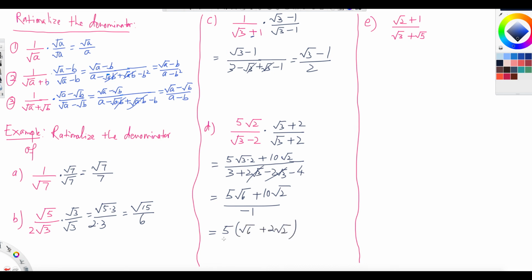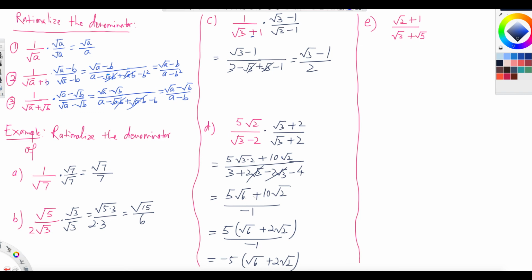Over negative 1, or you can move that negative sign to the front. That is perfectly fine. You can stop here, or you can write negative 5 times root 6 plus 2 root 2. You can end up like that too. So any of these three are fine.